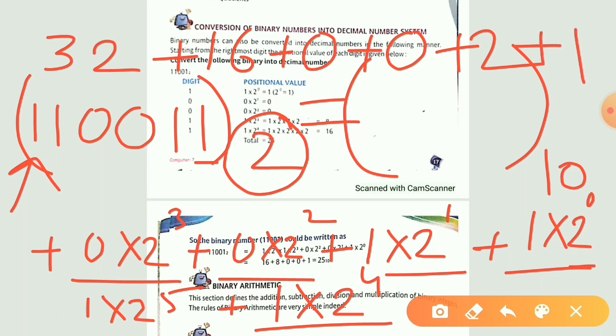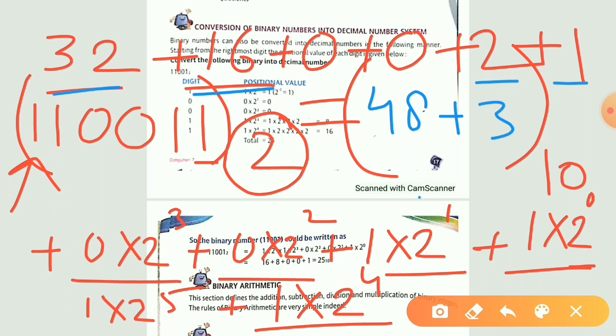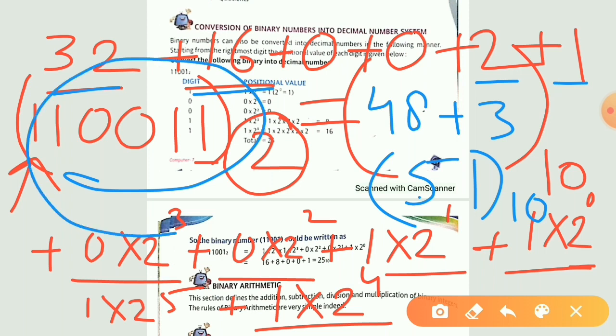Okay, do the basic calculation. If you add 32 and 16, you will get 48, and over here 2 plus 1 is 3, so appropriately you will get 51 as an answer. So 51 with base 10 is basically the appropriate representation of this binary number. Now you understand how we are going to convert one number system into another number system.